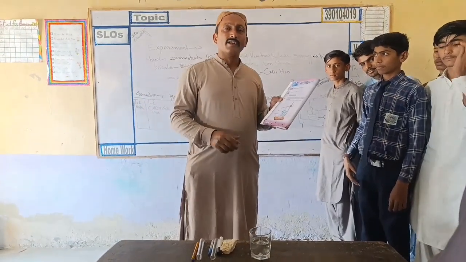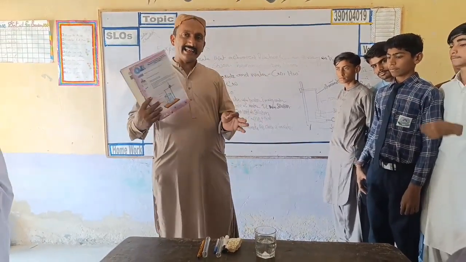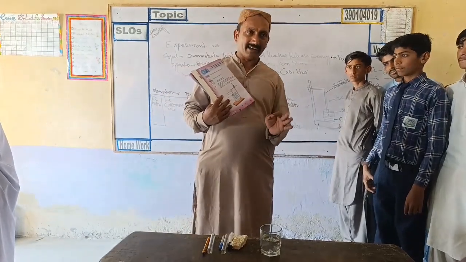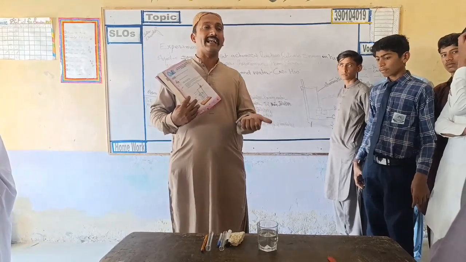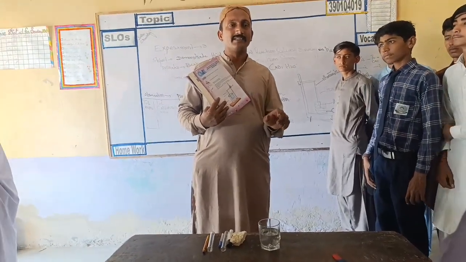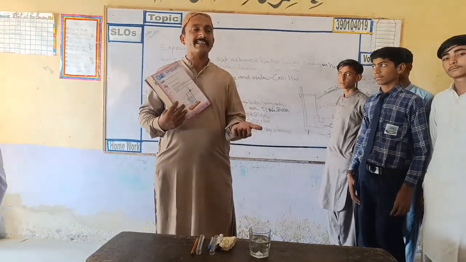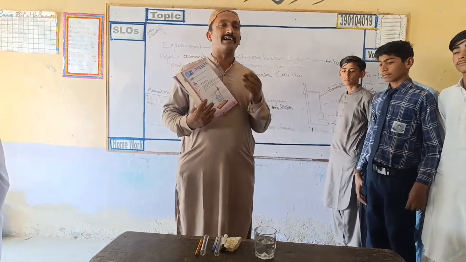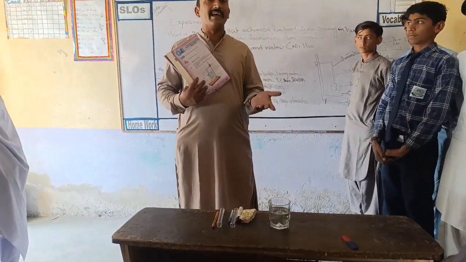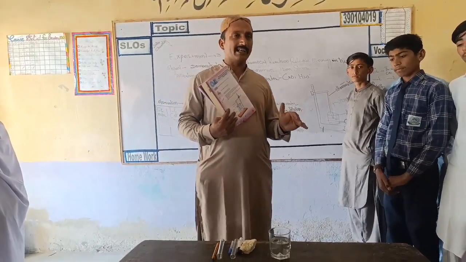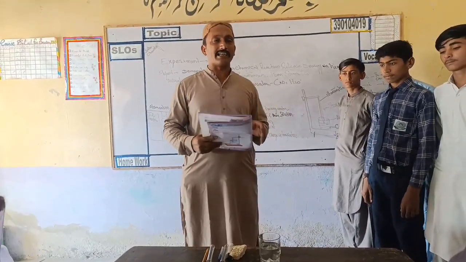The procedure is that first of all, take an initial reading T1 of the water. Second, carry out the reaction: add the calcium oxide to the water and take T2. Third, the difference between the initial and final temperature gives the rise in temperature in the chemical reaction. Now we perform the chemical reaction.